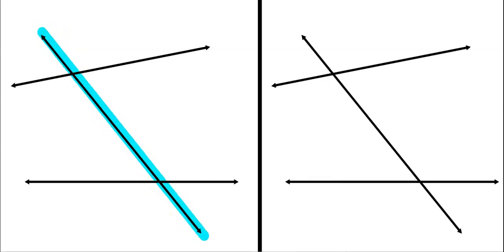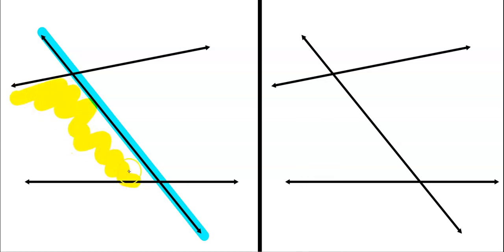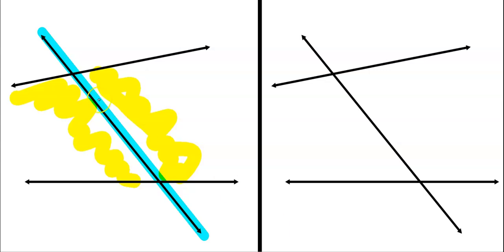Here's my transversal. And let's make this a little bigger. Let's shade on the inside. So these 4 angles on the inside, 3, 4, 5, and 6, are my interior angles. That means angles 1, 2, 7, and 8 are my exterior angles. 1, 2, 7, and 8 are the exterior angles. Notice they are not inside the shade.